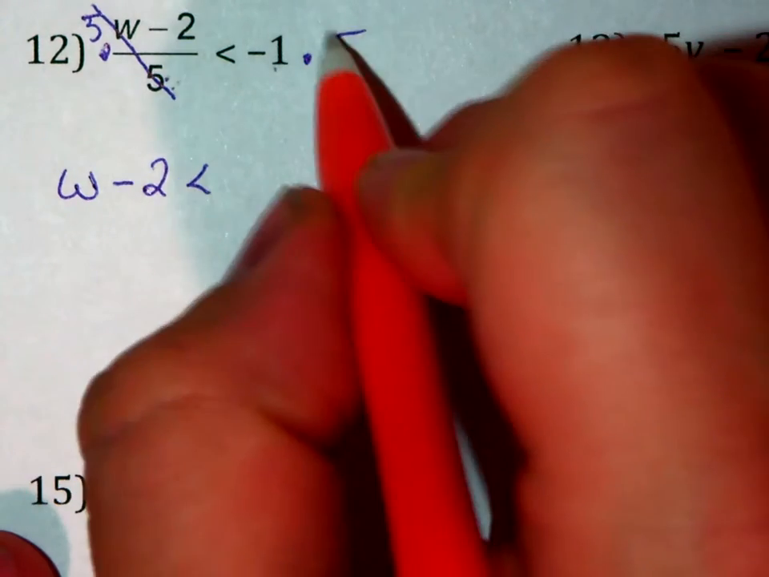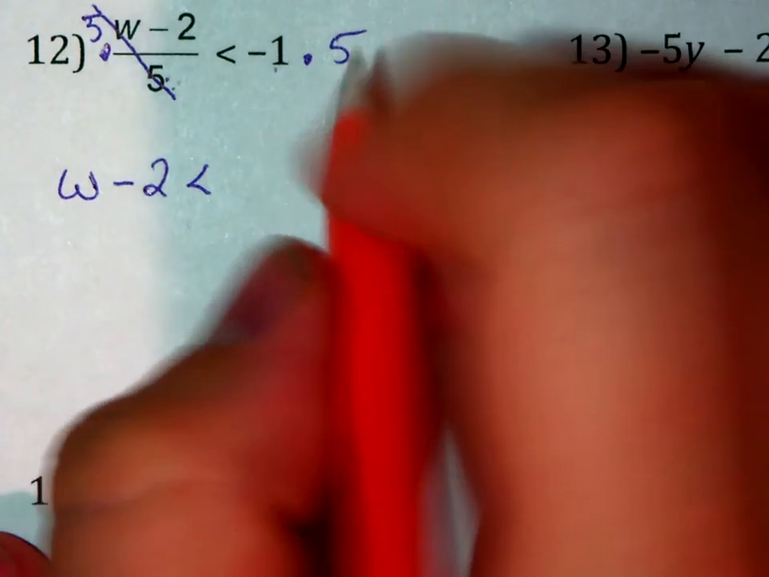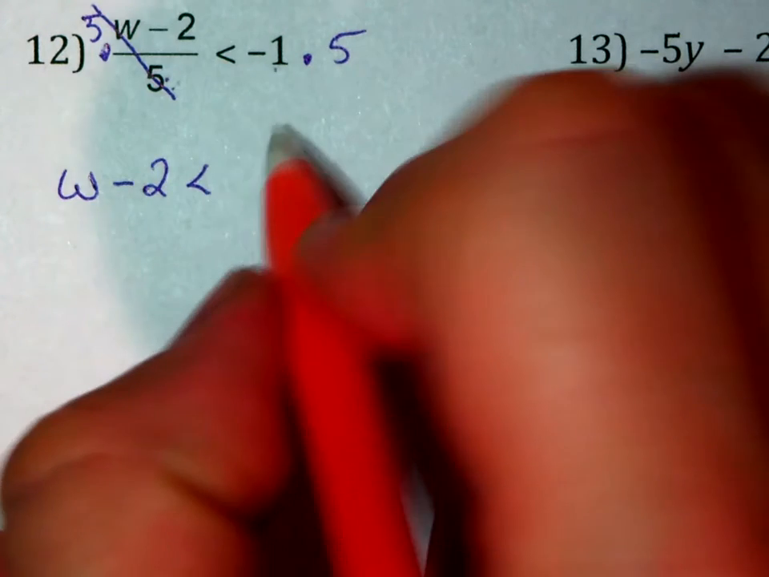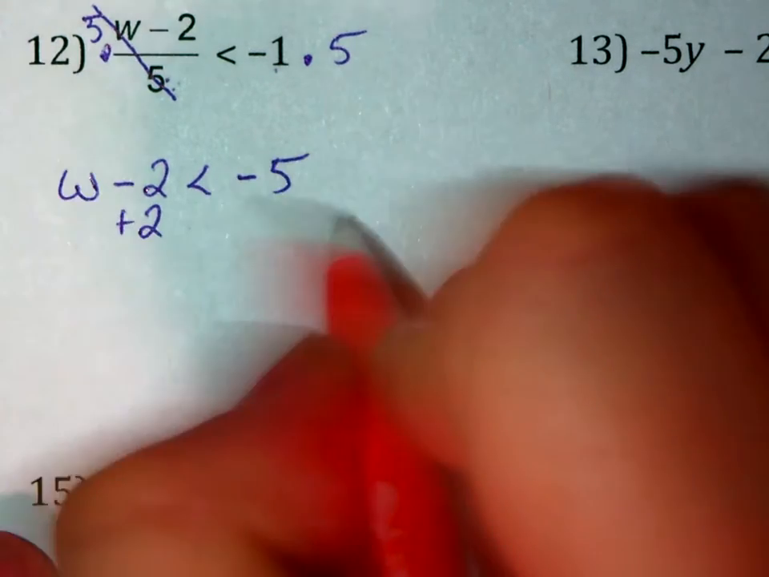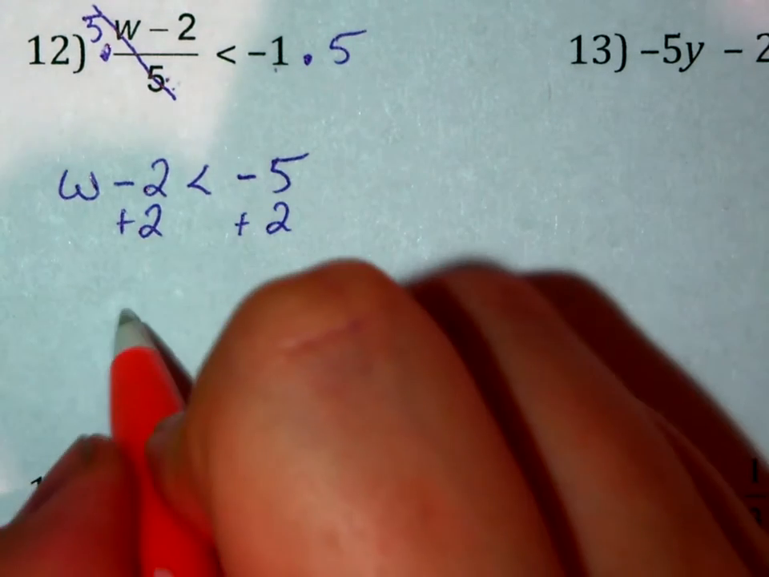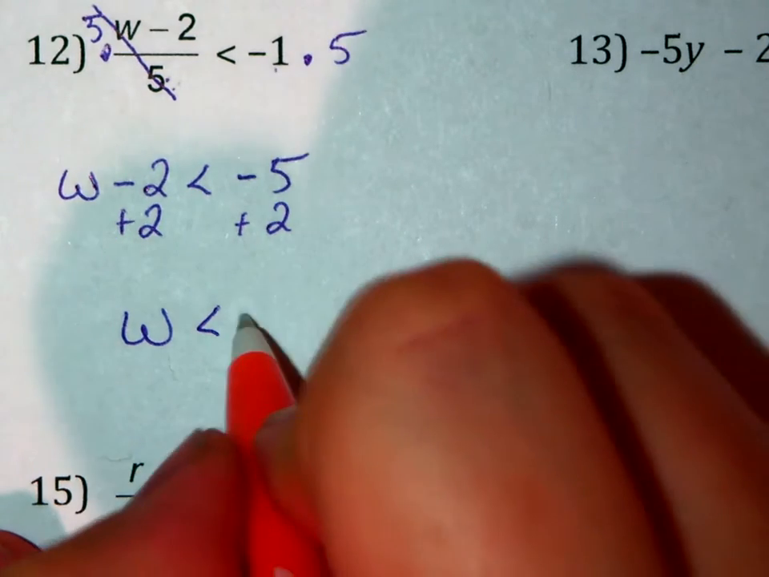Negative 1 times 5 would then be negative 5. And the last step would be to add 2 to both sides. So w is less than negative 3.